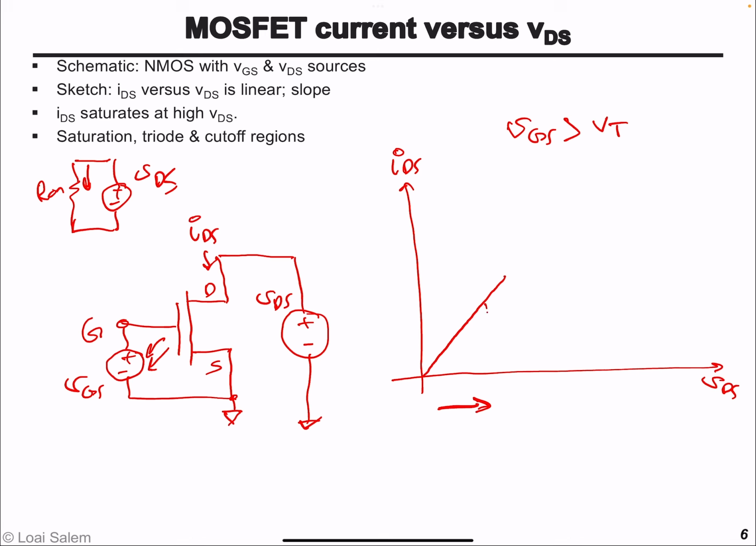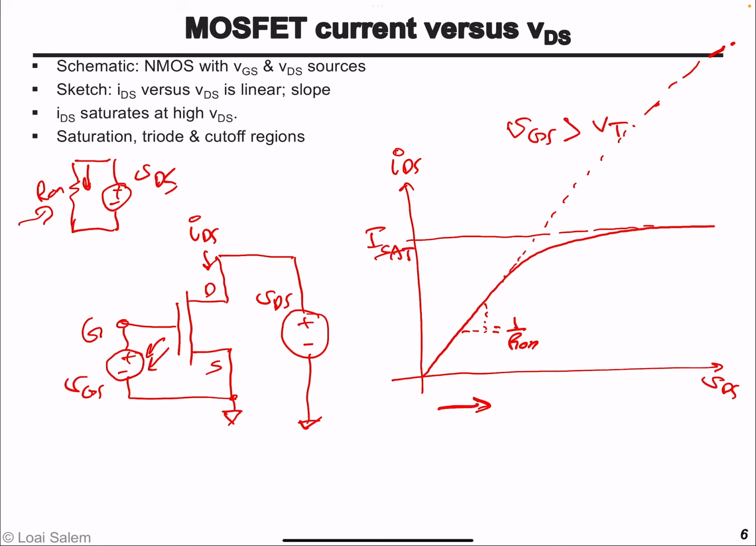And the slope of this line is equal to 1 over the equivalent on resistance of the transistor, or the resistor in general. Okay. Now, what happens as we increase the drain to source voltage further? Is it going to increase to infinity? No. What will happen? The current in the transistor saturates. Okay. The current saturates, I saturation. So it has a peak value at a specific gate to source voltage.